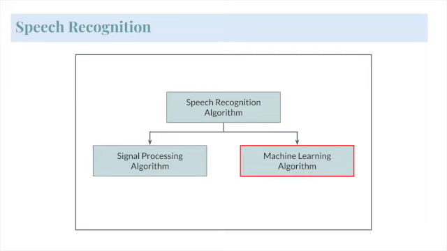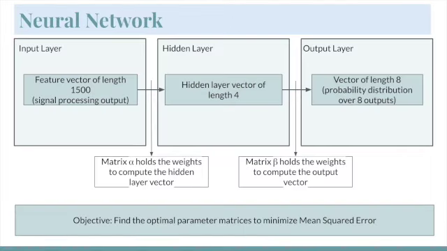The second part of the speech recognition algorithm was a machine learning algorithm, and we decided to use a convolutional neural network for this part. Just to give a high-level overview of our neural network, we have 3 layers. The first layer, or the input layer, is a feature vector of length 1500, which we retrieved from the spectrogram of the signal processing output.